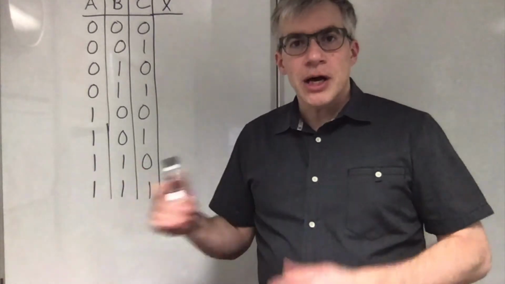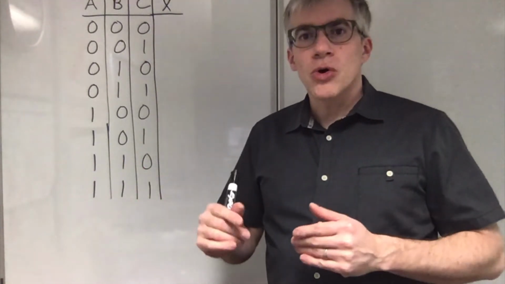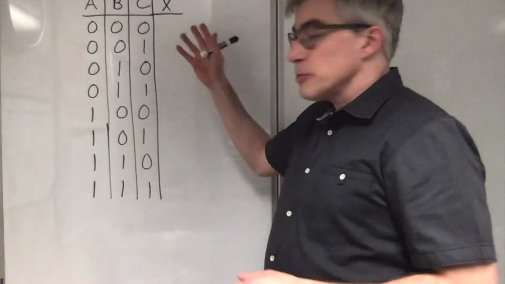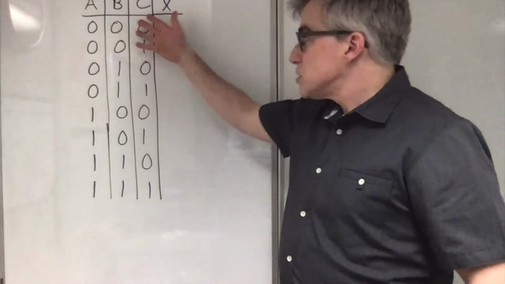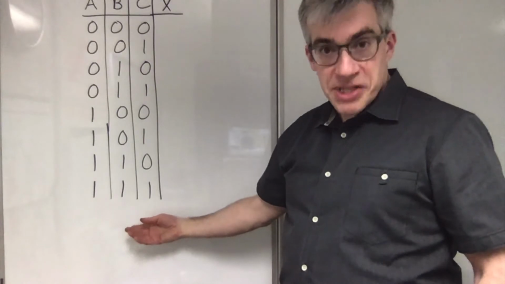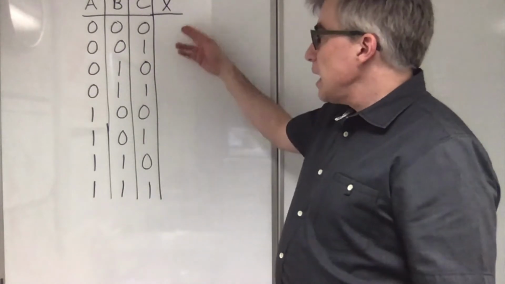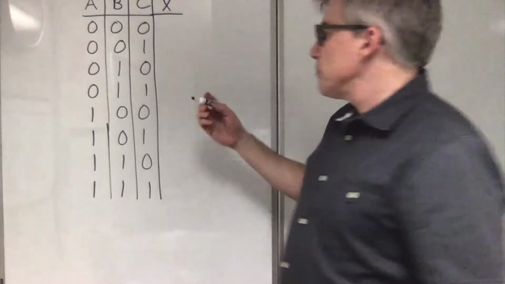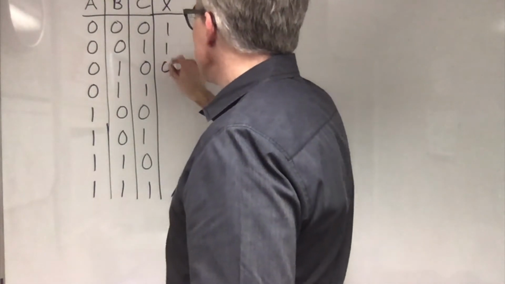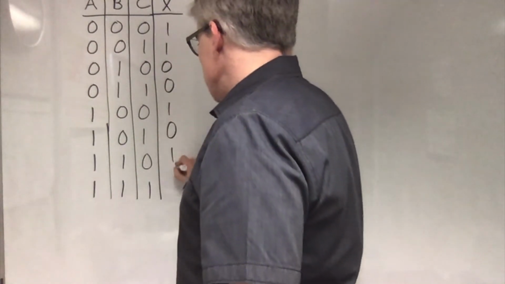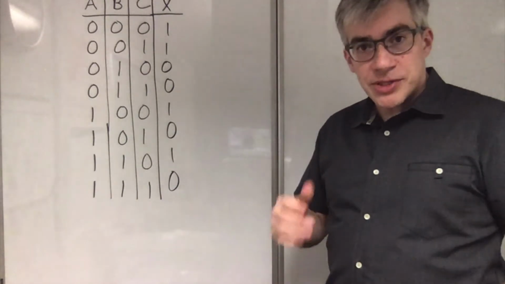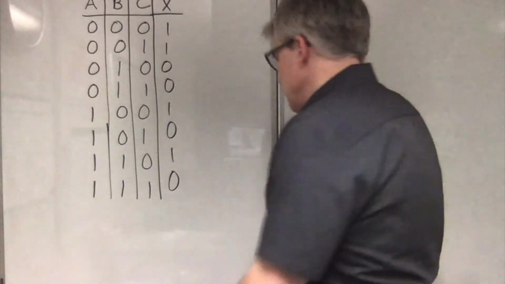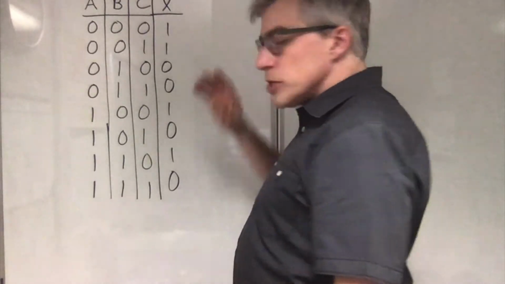How do you create a logic statement or a logic gate diagram from a truth table? Well, let's take an example where we have 3 inputs. These are the 8 possible sets of inputs. And X, let's just pick something like 1, 1, 0, 0, 1, 0, 1, 0. How can we describe this in logic statements? We're looking for patterns.